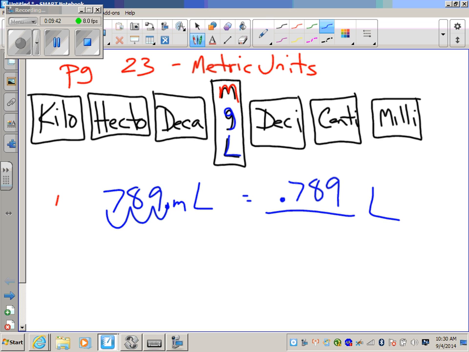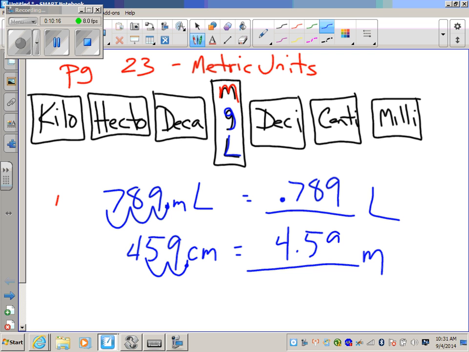459 centimeters to meters. Okay. So again, cm, m is the second letter. That's going to be your base unit. You know where centimeters would be, okay? Here's centimeters. And then I need to go 2 places to the left to get to regular meters. No decimal visible, so I need to put it there. 1, 2 to the left makes it 4.59.